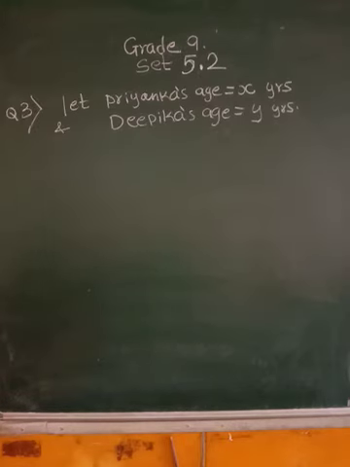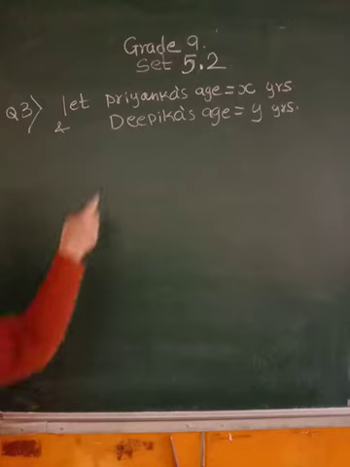Let's go to the next question here. Let's go to the third question. Now see here. Sum of ages of Priyanka and Deepika is 34 years. Priyanka is elder to Deepika by 6 years. Then find their today's ages.